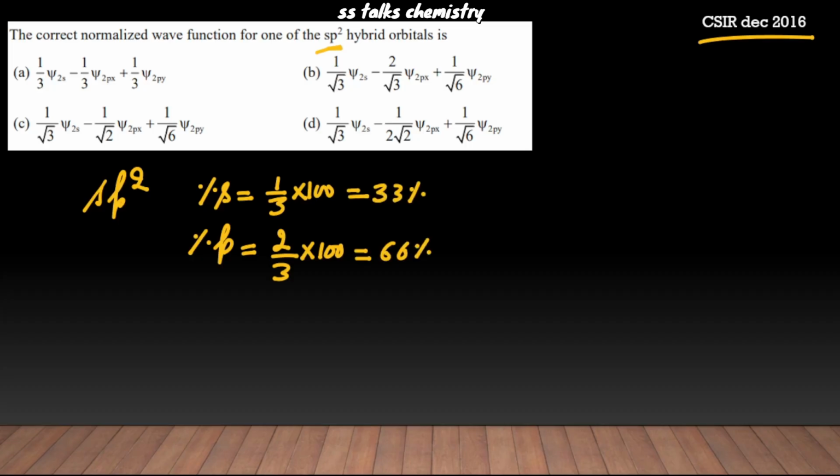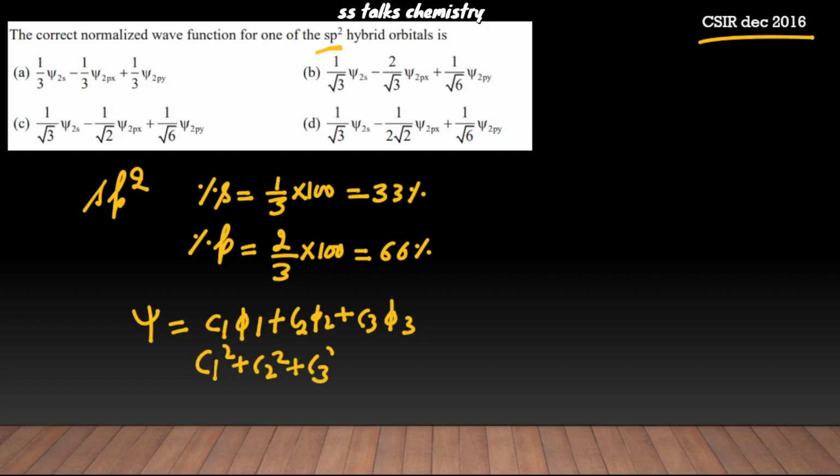Also this wave function has to be normalized because three components are included. So the wave function, the trigonal wave function, will be of the type C1 phi 1 plus C2 phi 2 plus C3 phi 3, and the sum of their squares, which is C1 square plus C2 square plus C3 square, should be equal to 1. That means the wave function should be normalized, and this condition, which is the percentage of s and p, should also be satisfied.